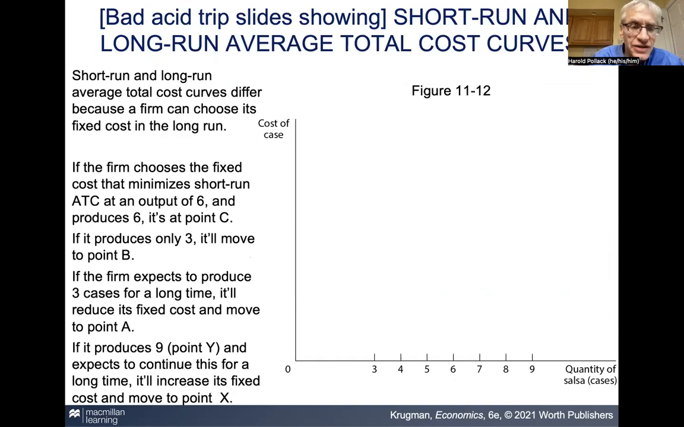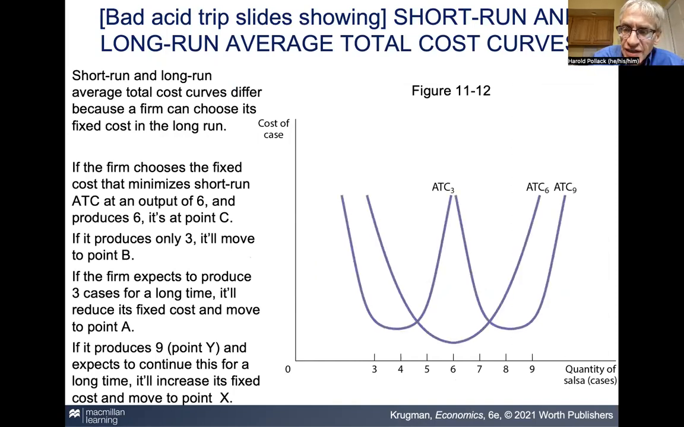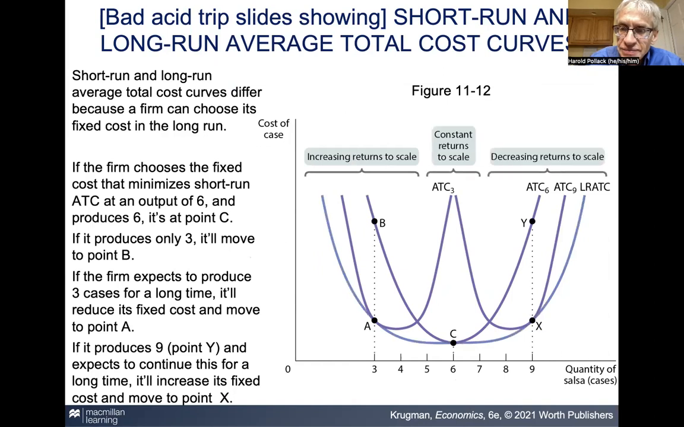So here's just a bad acid trip slide. Here's a couple of different cost curves. Firms can choose their own fixed costs that might be optimal at a particular output scale that they think they're going to achieve. So if I think I'm really going to have a huge demand, then a really big fixed cost makes a lot of sense. But that's a big gamble.